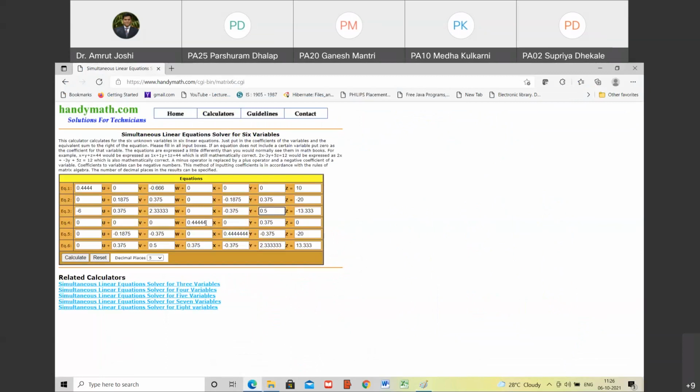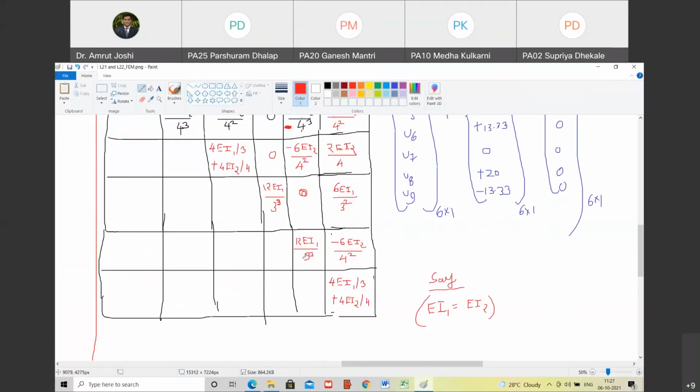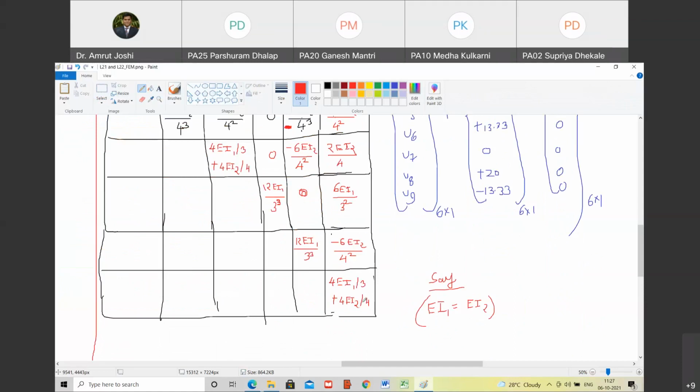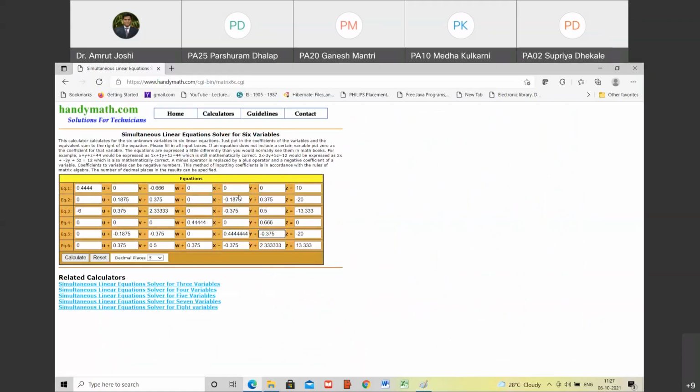What is 12/3 cube? 0.444. Right, sir. And 6/3 squared, 0.666. So this is wrong. 0.666. Happy? Yes, sir. Then next is 12/3 cube and 6/4 squared. 6/4 squared, that's right. Last term is 2.33. Now the upper part is correct.